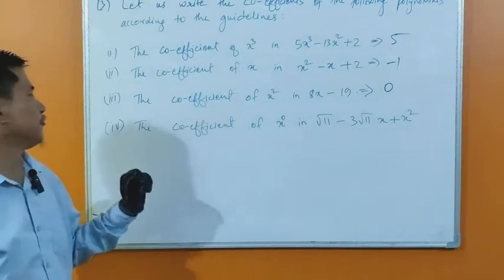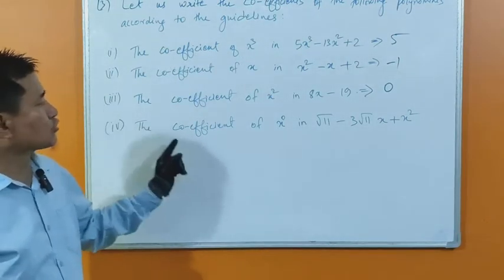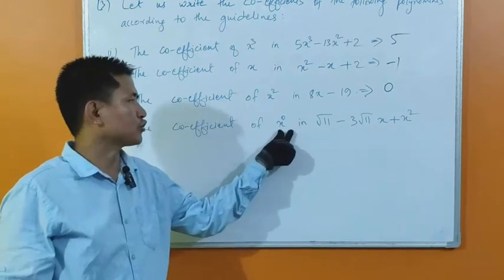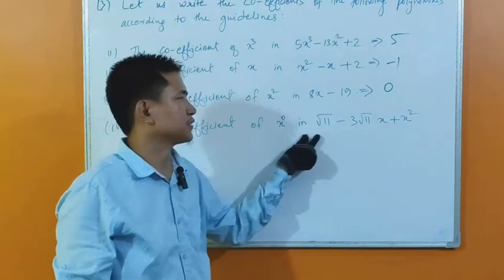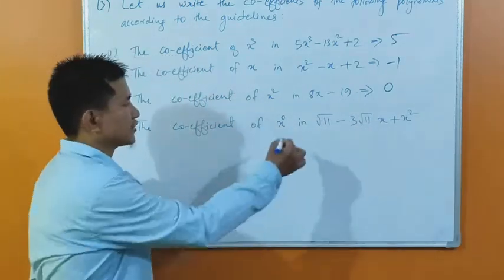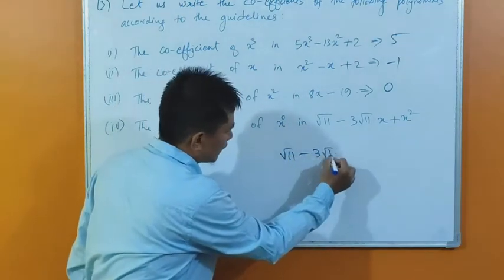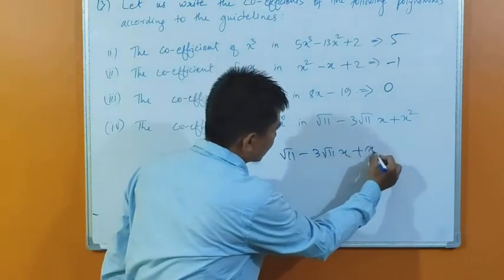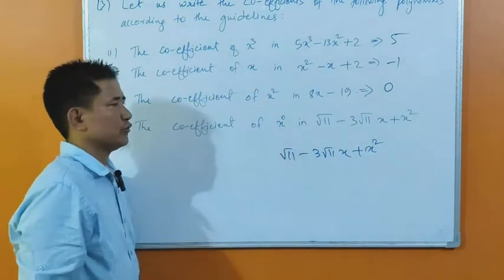Now in question number 4, we are asked to write the coefficient of x to the power 0 from this expression. We don't have x to the power 0 in this expression. It's unseen here. Let's write this expression again. Root 11 minus 3 root 11 x plus x square is given to us, and we are asked to write the coefficient of x to the power 0.